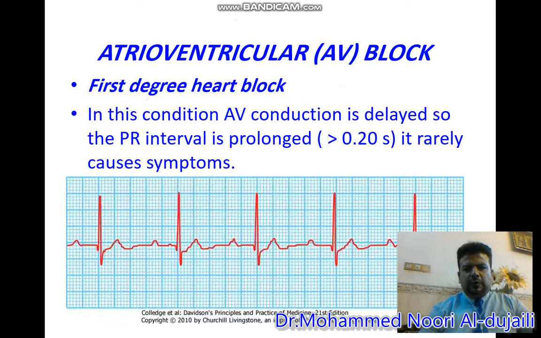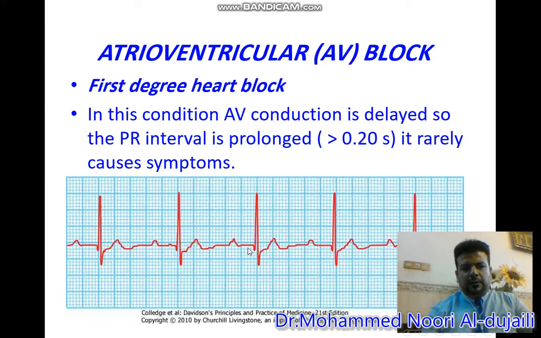AV block consists of three types. The first one is the first degree heart block, which is manifested by only prolongation of the PR interval. We can calculate the PR interval from the start of the P to the start of the R.